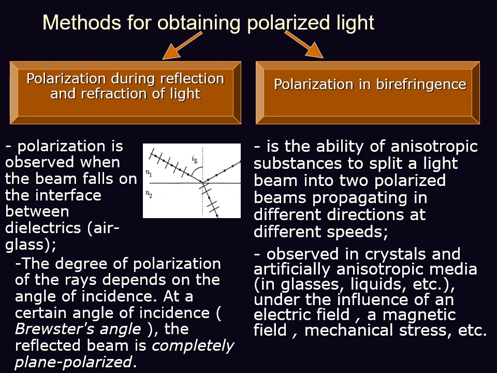It can be mechanical stress, that is, compression of this substance. It can be the action of an electric field, a magnetic field, and so on. Another way to polarize light is by passing it through some crystals.